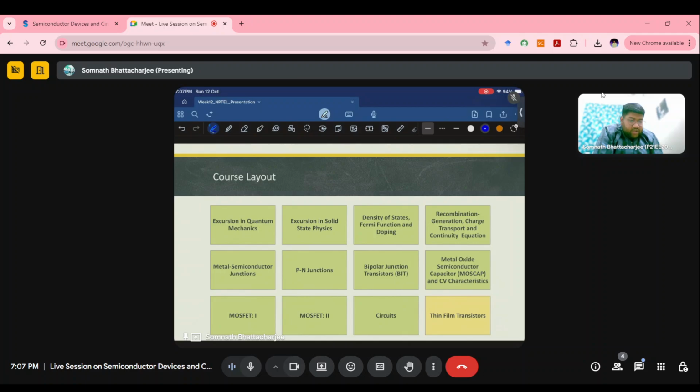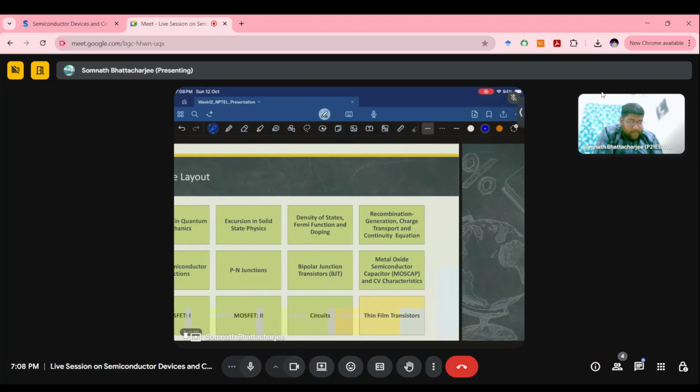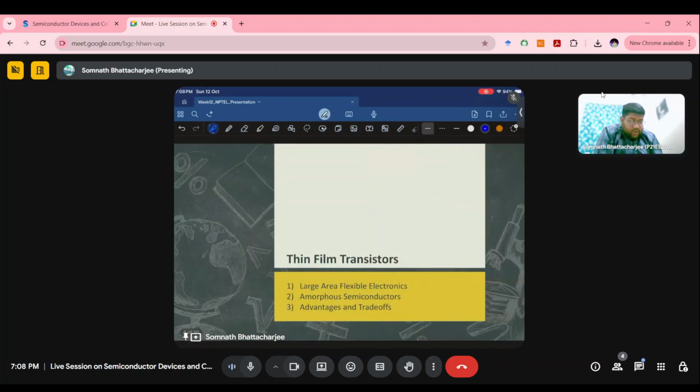So what is a thin film transistor? A thin film transistor is actually a normal MOSFET, but the semiconductor film is thin. That's why we are calling it a thin film transistor. So this is our today's module.